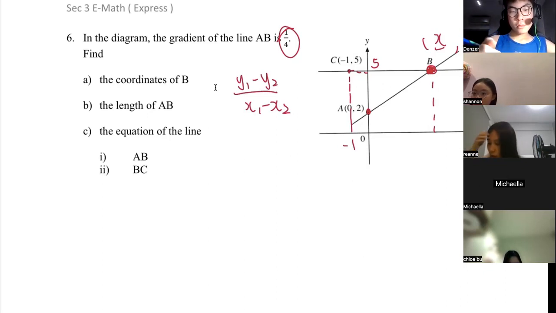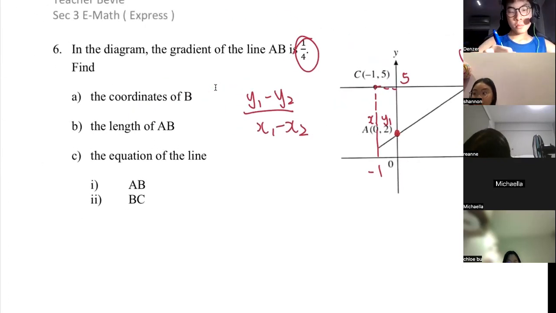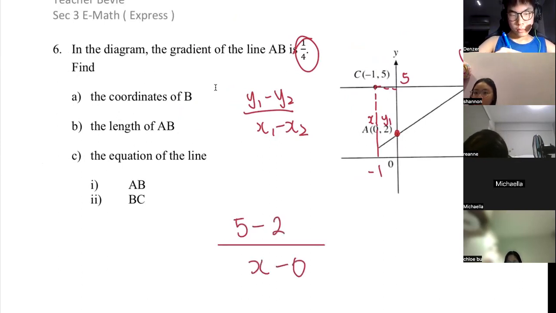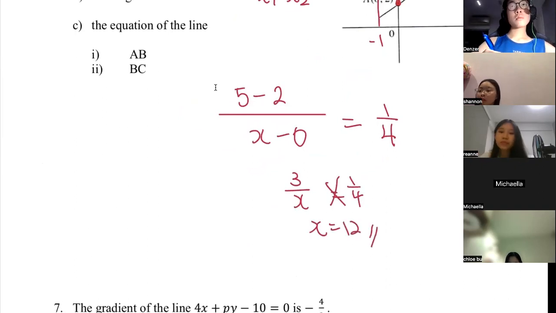Okay, so this is my x1, y1. This is my x2, y2. So it's y1 minus y2 over x1 minus x2. And that gives me a gradient of 1/4. So 3 over x equals to 1/4, x equals to 12. Why so long? You have to react, I'm telling you. But why never see the answer?